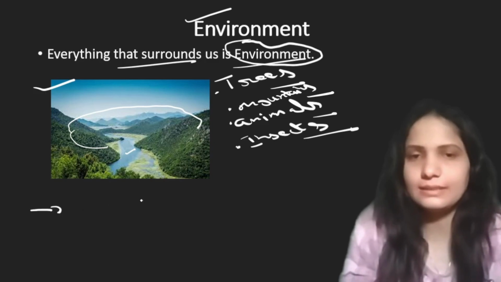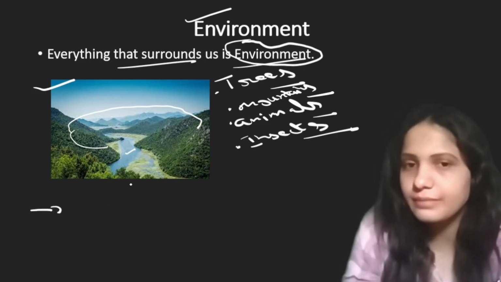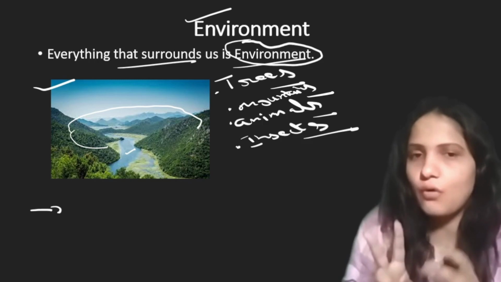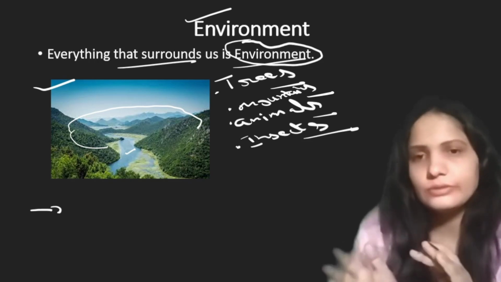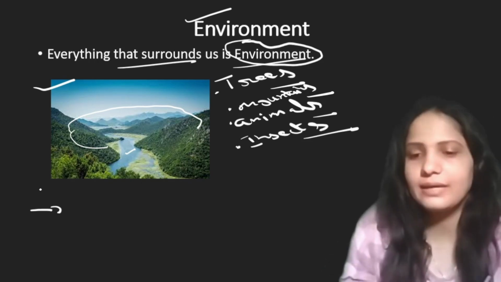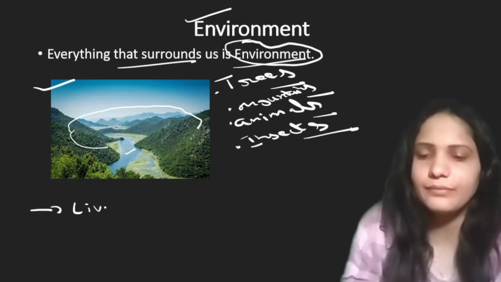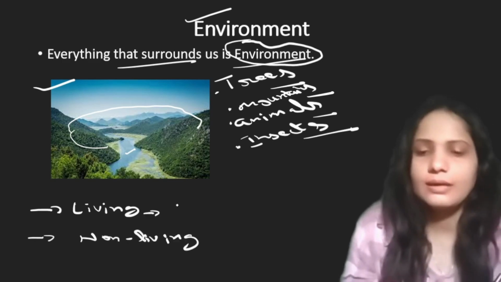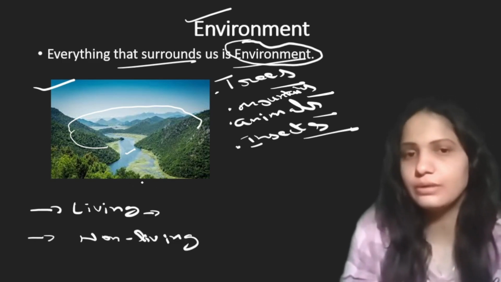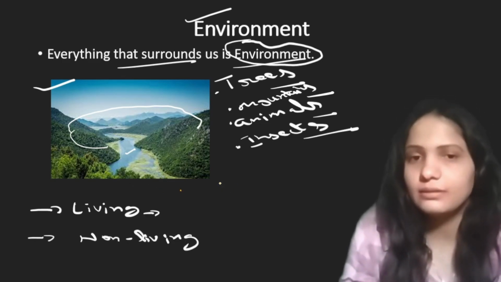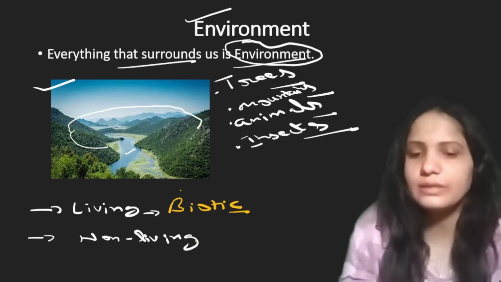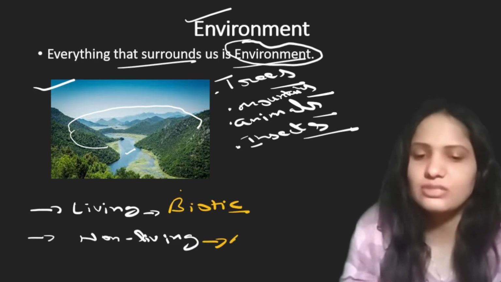Now if we see what are the components of environment, in general in the environment we only see two types of components. Okay, either the thing is living or non-living. We can write down here that in environment we have two types of things: living first, second is non-living. Now in science we use a term for living to describe a thing: living is biotic. The living things are known as biotic and the non-living ones are known as abiotic.